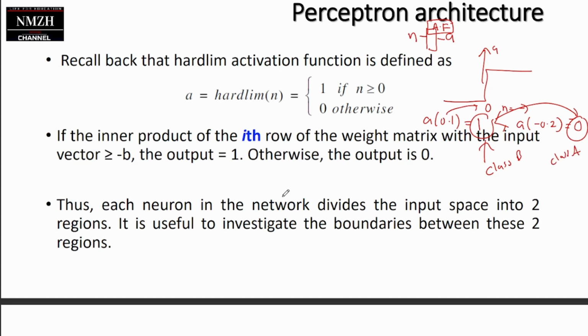Then each neuron in the network divides the input space into two regions. I think we did discuss this, two regions. This would be the shaded area to differentiate. So this one is 1 and this one is 2, meaning the region of 1 is here and the region of 0 is there, separating those fields.